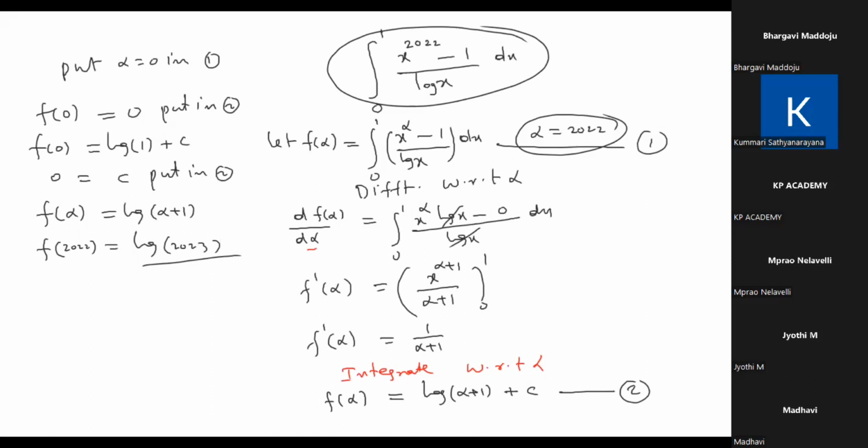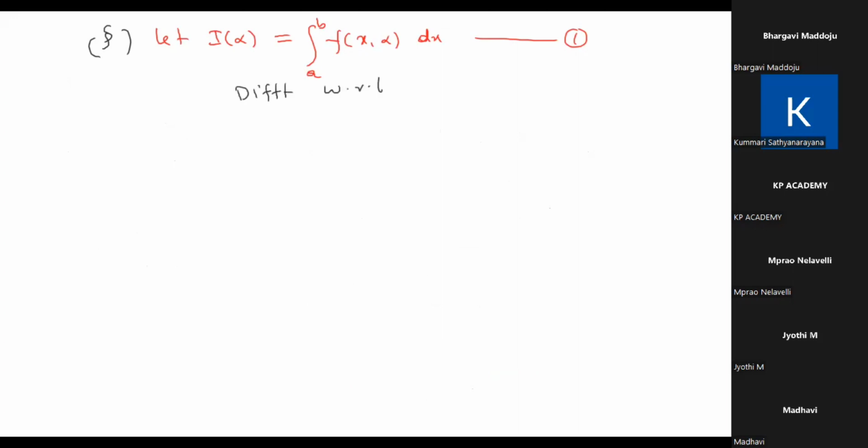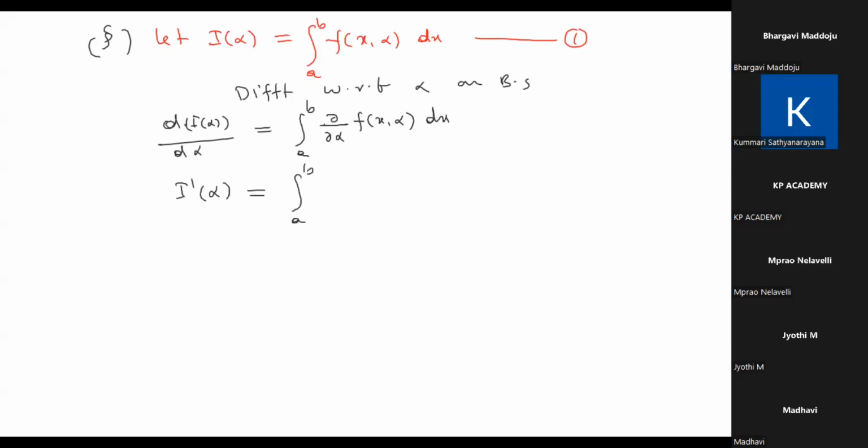So now, this is the concept I want to write. Let I of alpha be equal to integral a to b f of x, alpha dx, equation 1. So this is the integral. Now differentiate with respect to alpha on both sides. So this is dI of alpha by d alpha. Here two variables are there, so you bring the partial with respect to alpha of f of x, alpha, dx. So it is I dash alpha, integral a to b. After differentiation with respect to alpha, what you will get? Again some f of alpha.